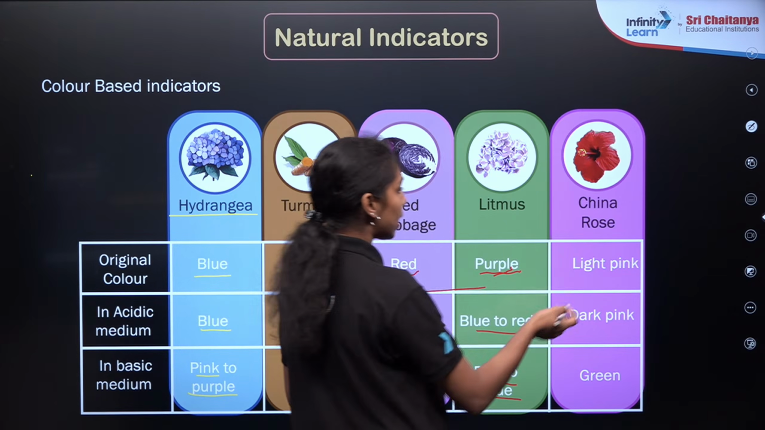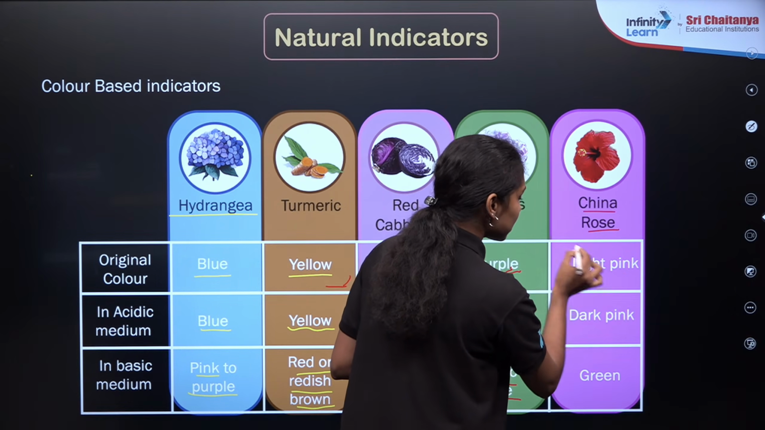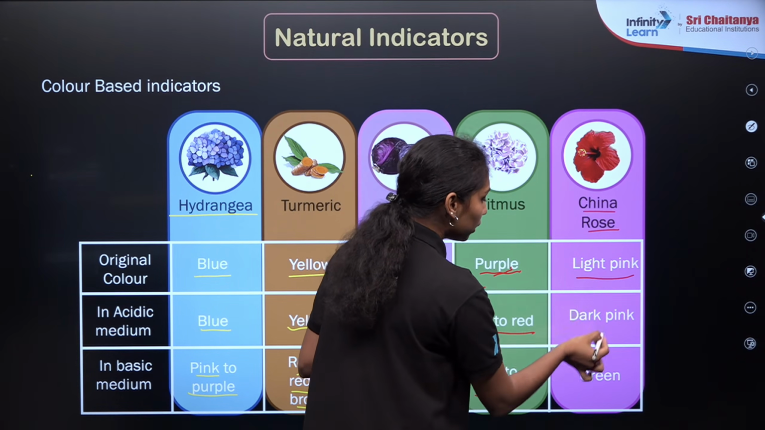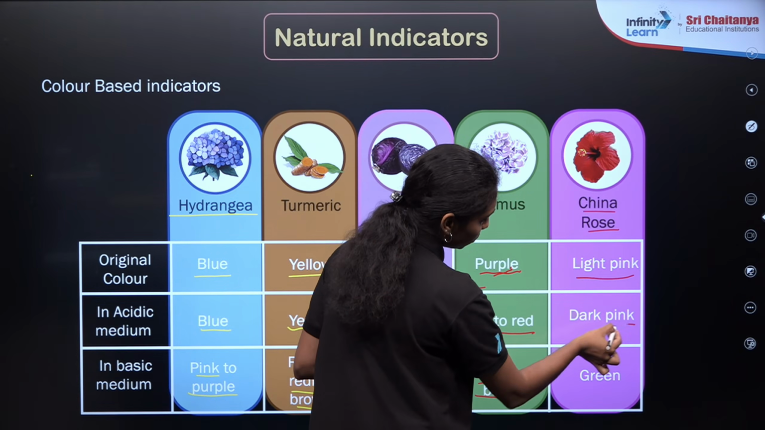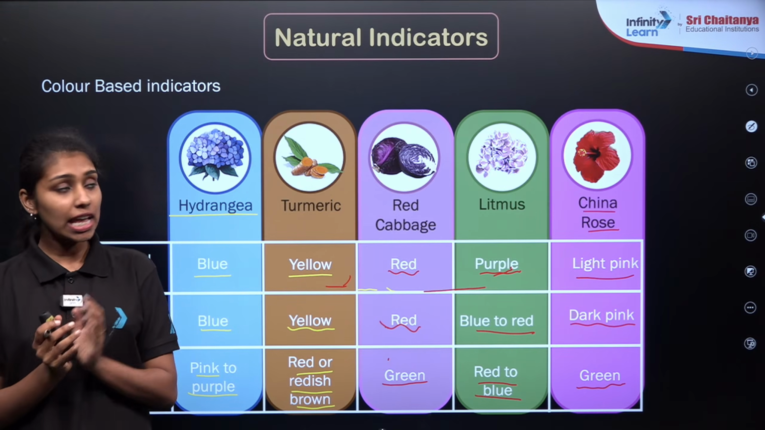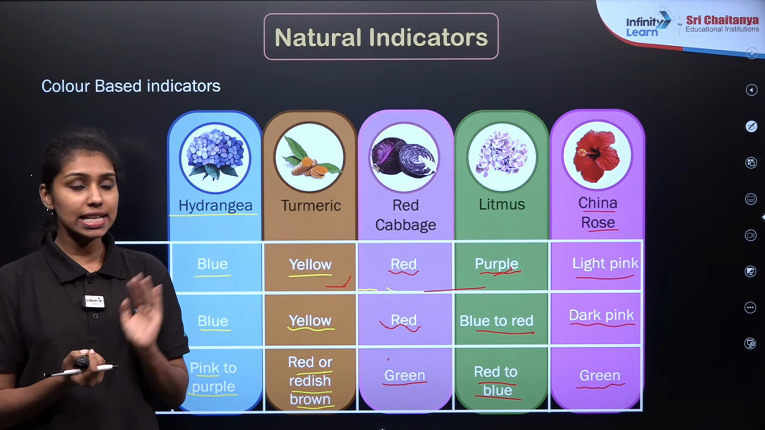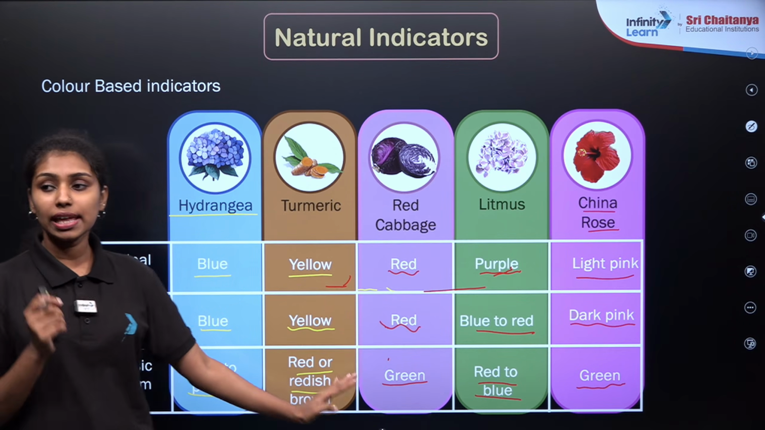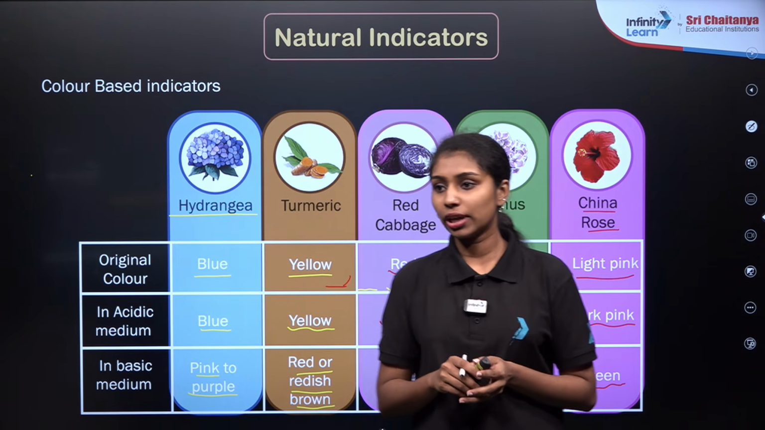The last example is the China rose. This is a flower, right? It has a light pink color. Whenever it is put in an acid solution, it changes to dark pink, and in a basic solution, it changes to green color. So these are examples of natural indicators as well as their color change in acid and base solution. Okay, I hope you understand.